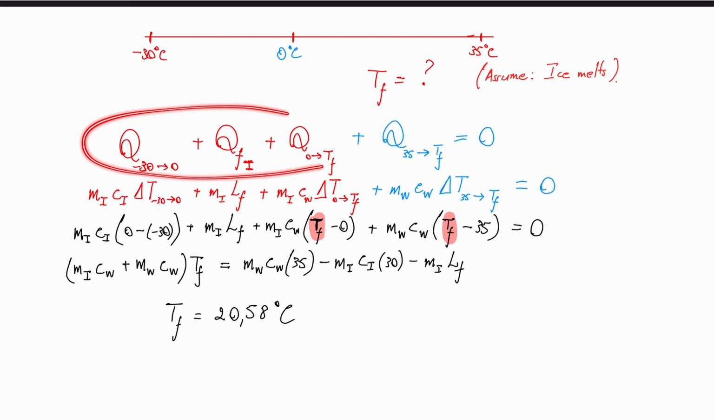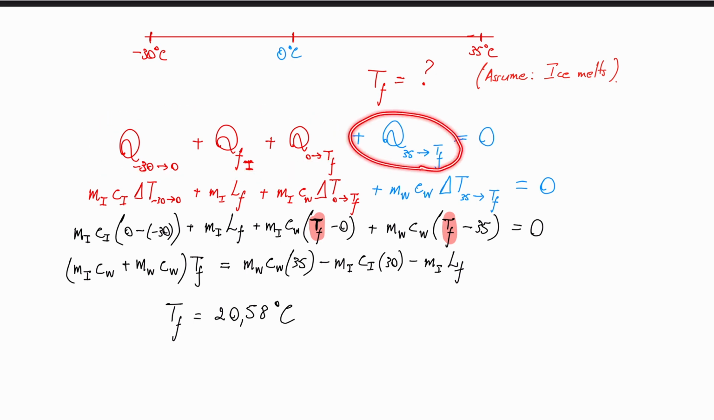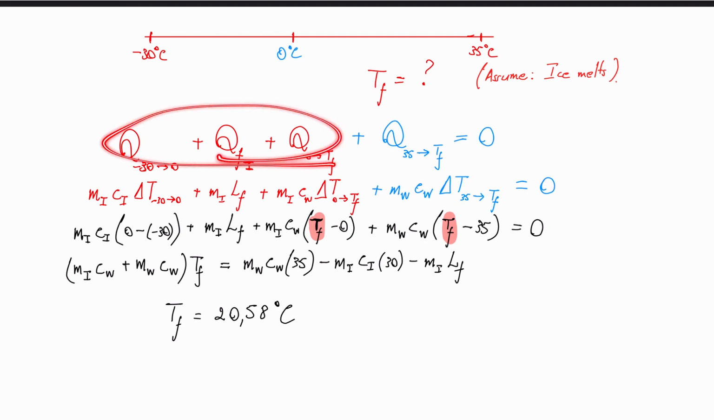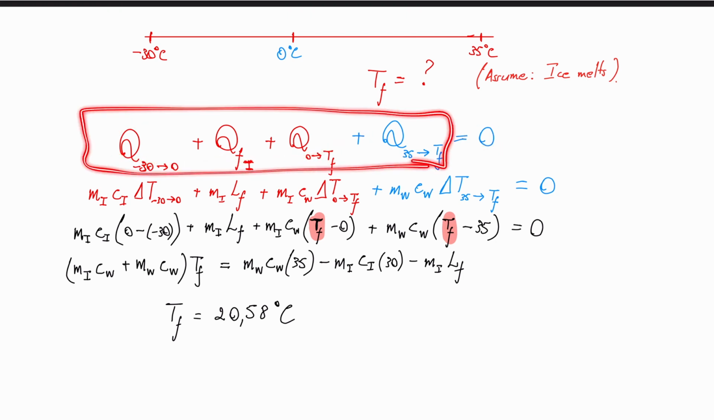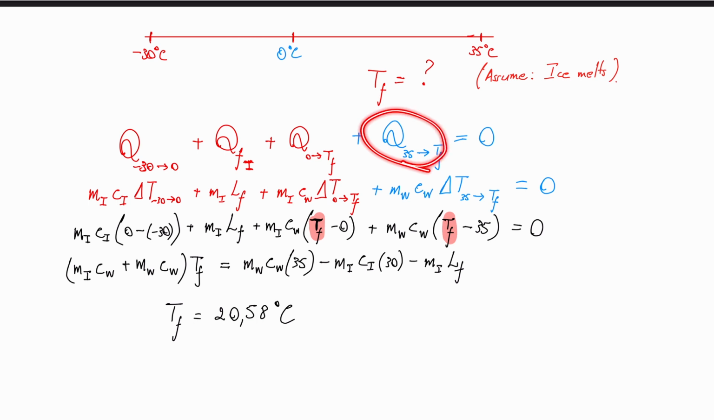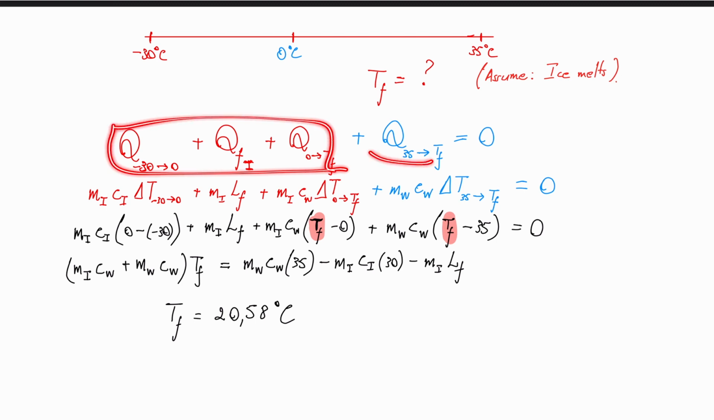Now, remember the energy gained by the ice must come from the energy lost by the water. So if we add up the gains and the losses, we must come up with a 0. In other words, we're not losing energy to the environment. All that is lost by the water goes to the ice. So if we were to add the gains and the losses, we're going to get 0.